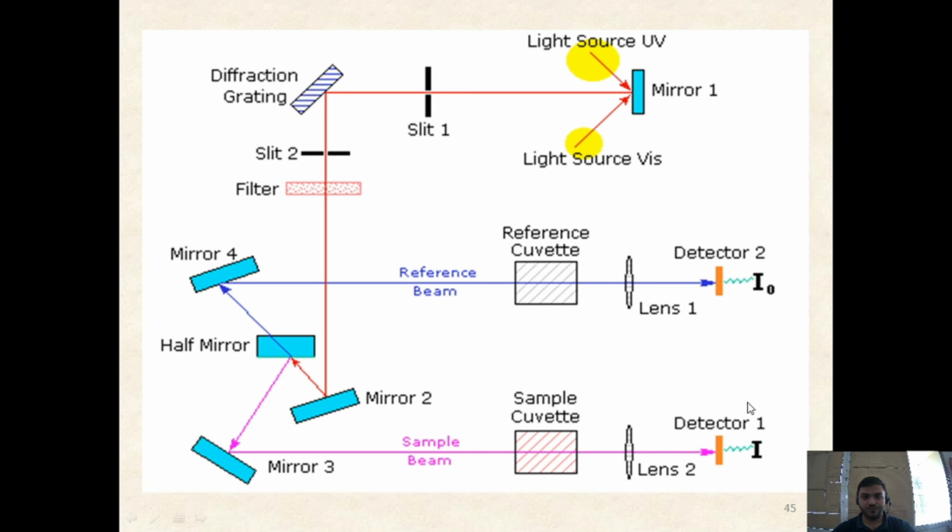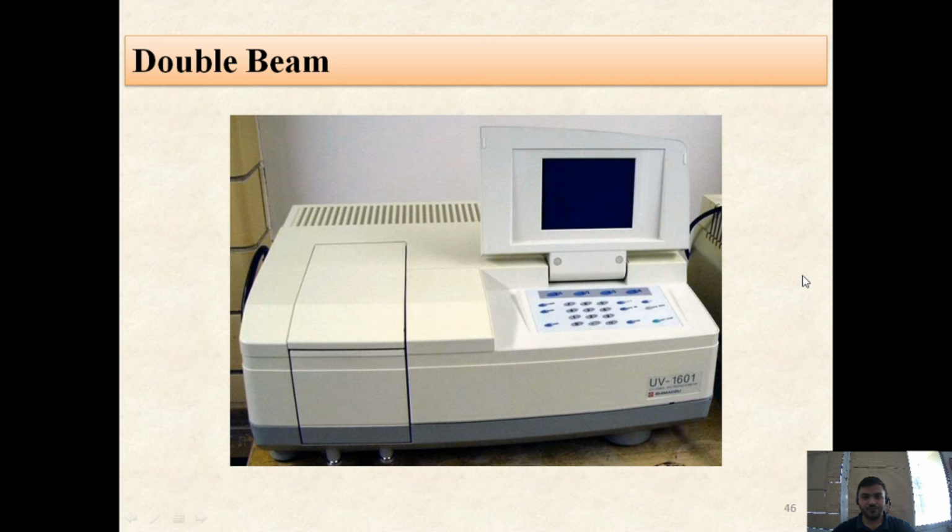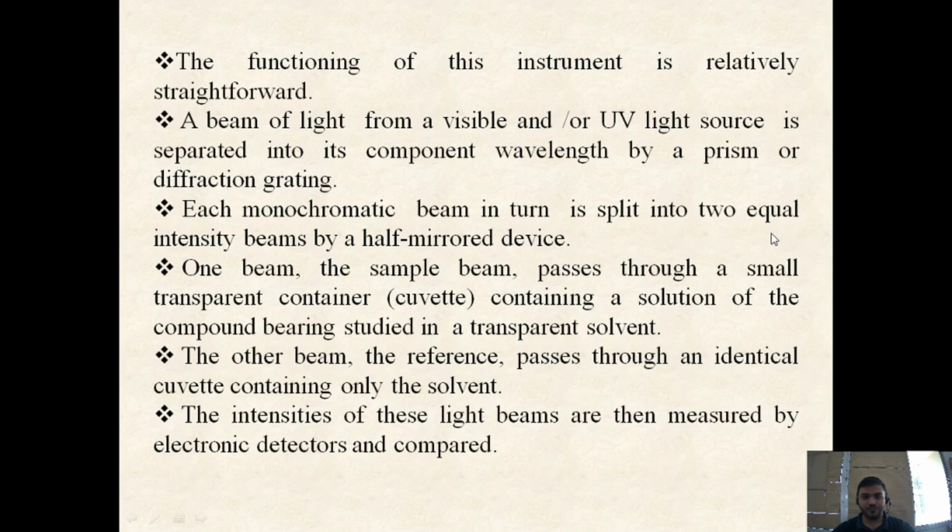This is lens 1, this is lens 2. Via lens 2 the intensity is I, via lens 1 the intensity is I0. So the intensity comparison is taking place over here. This is the double beam UV visible spectrophotometer in actual. The functioning of this instrument is relatively straightforward.